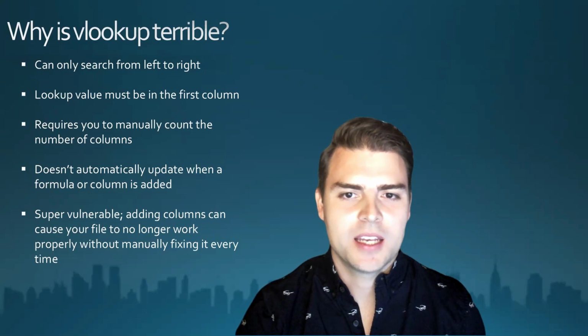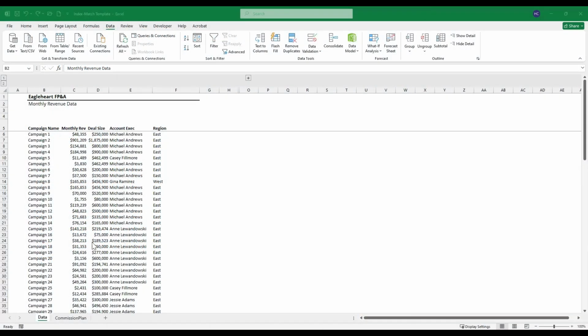So now let's take a look at index match. We are now looking at monthly revenue data for our fictional company by campaign name and by account executive. And what we need to do is create a monthly sales commission statement. And usually we would create that on a separate tab or a separate page, but let's just create it here to the right for simplicity purposes.